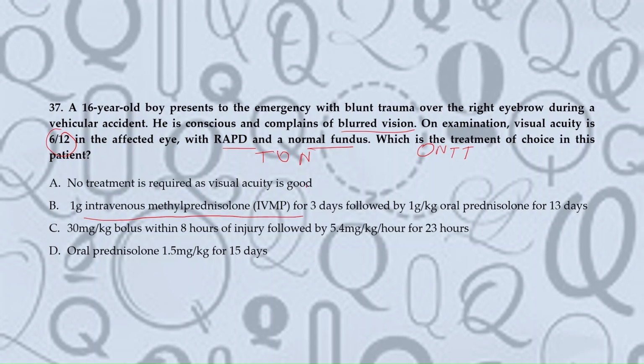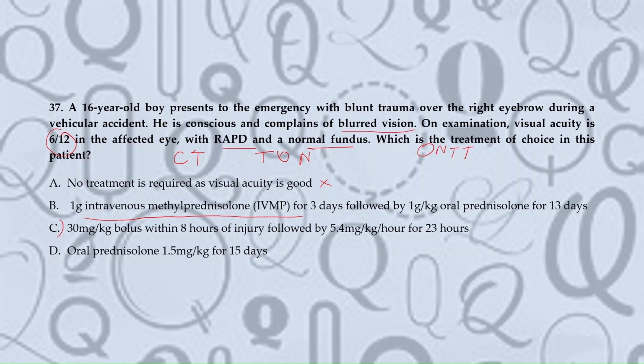No treatment is required if visual acuity is good, but we cannot just ignore it. We have to give a trial of steroids. With an RAPD and a small deficit in visual acuity, it might improve with some steroids. A CT scan is always performed in traumatic optic neuropathy to rule out any impinging fracture segments within the orbit.